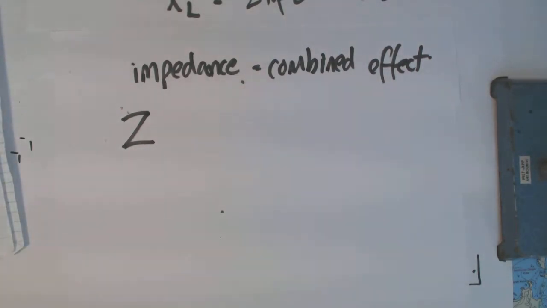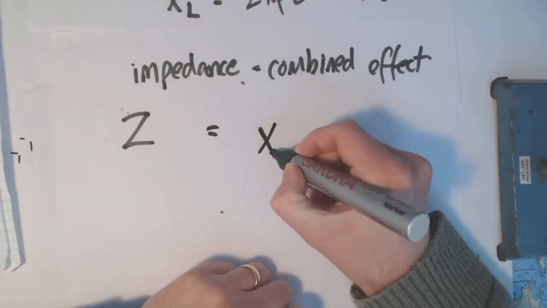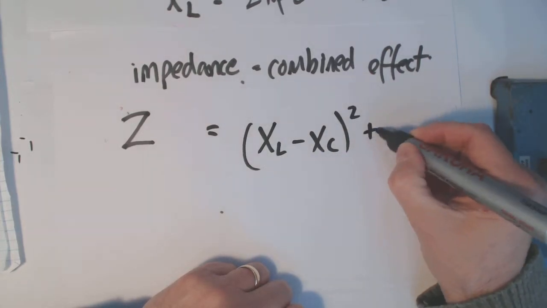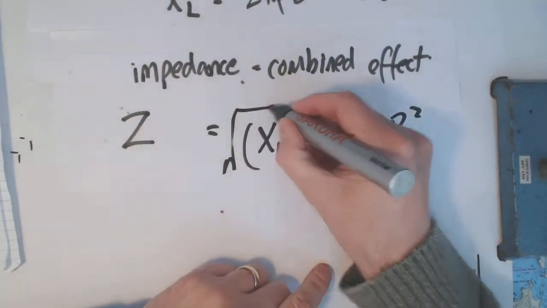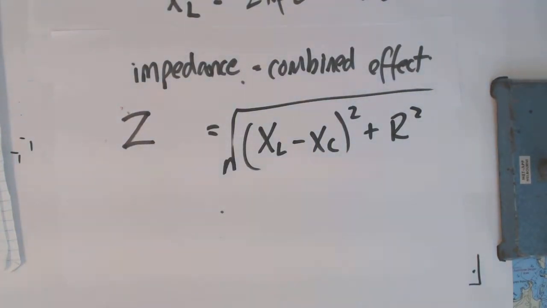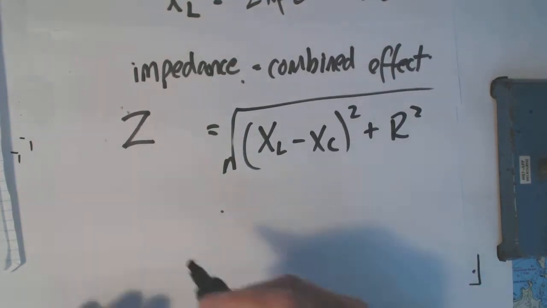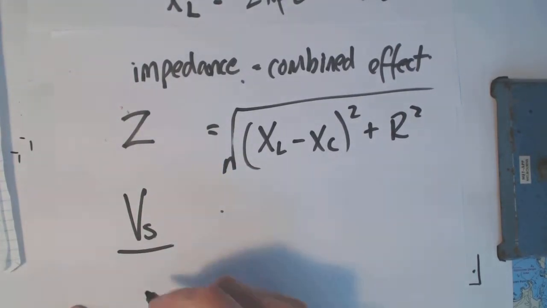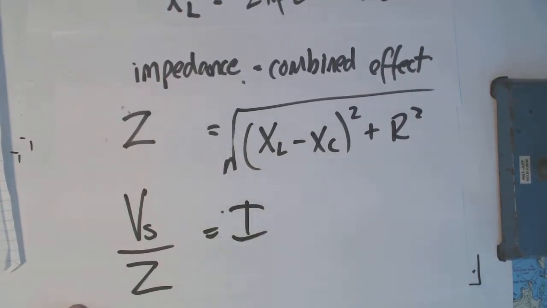Let's just find it in my notes, just to make sure I do it correctly. Z is equal to the square root of XL minus XC, squared, plus R squared. So that's our formula for impedance. It's kind of like the total resistance. And if you want the current in the circuit, then you get Vs divided by Z equals the current.